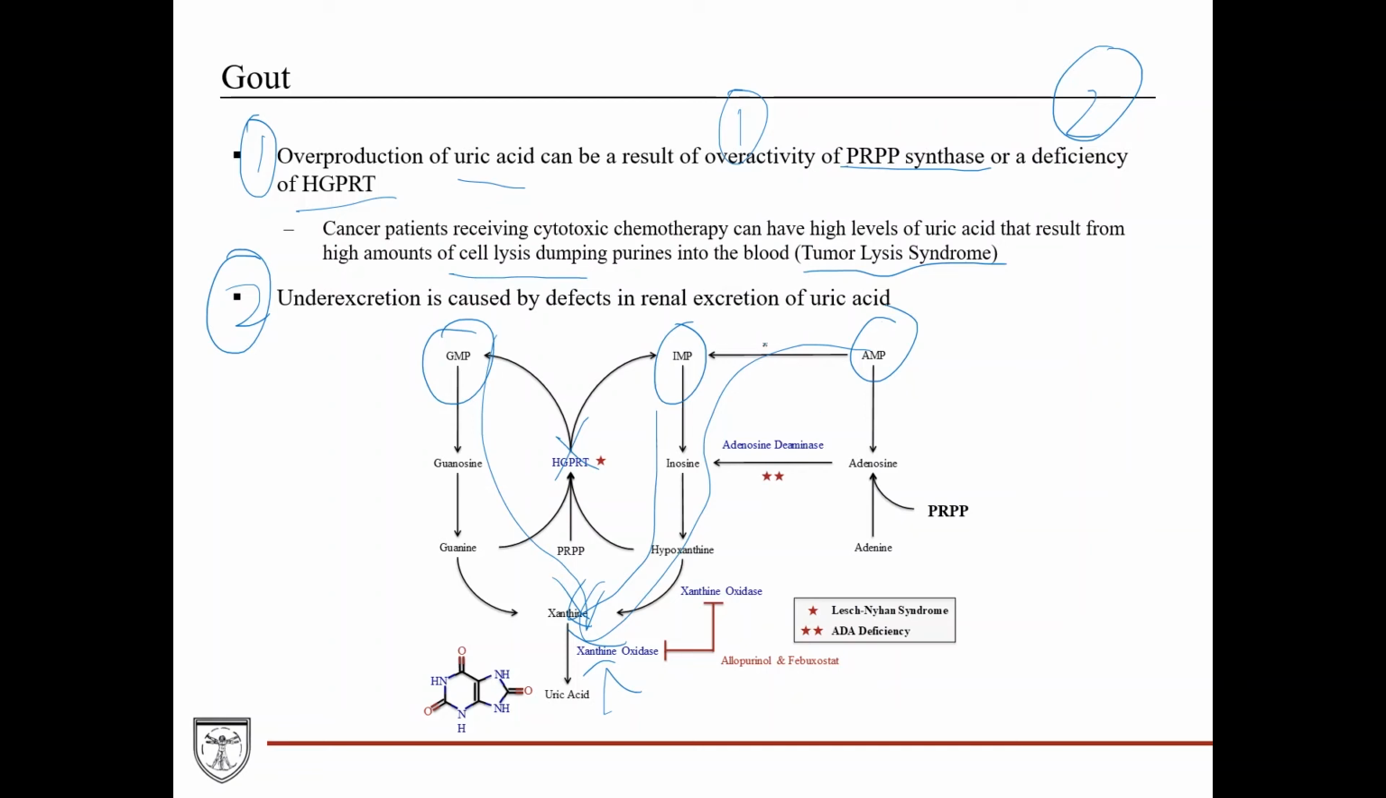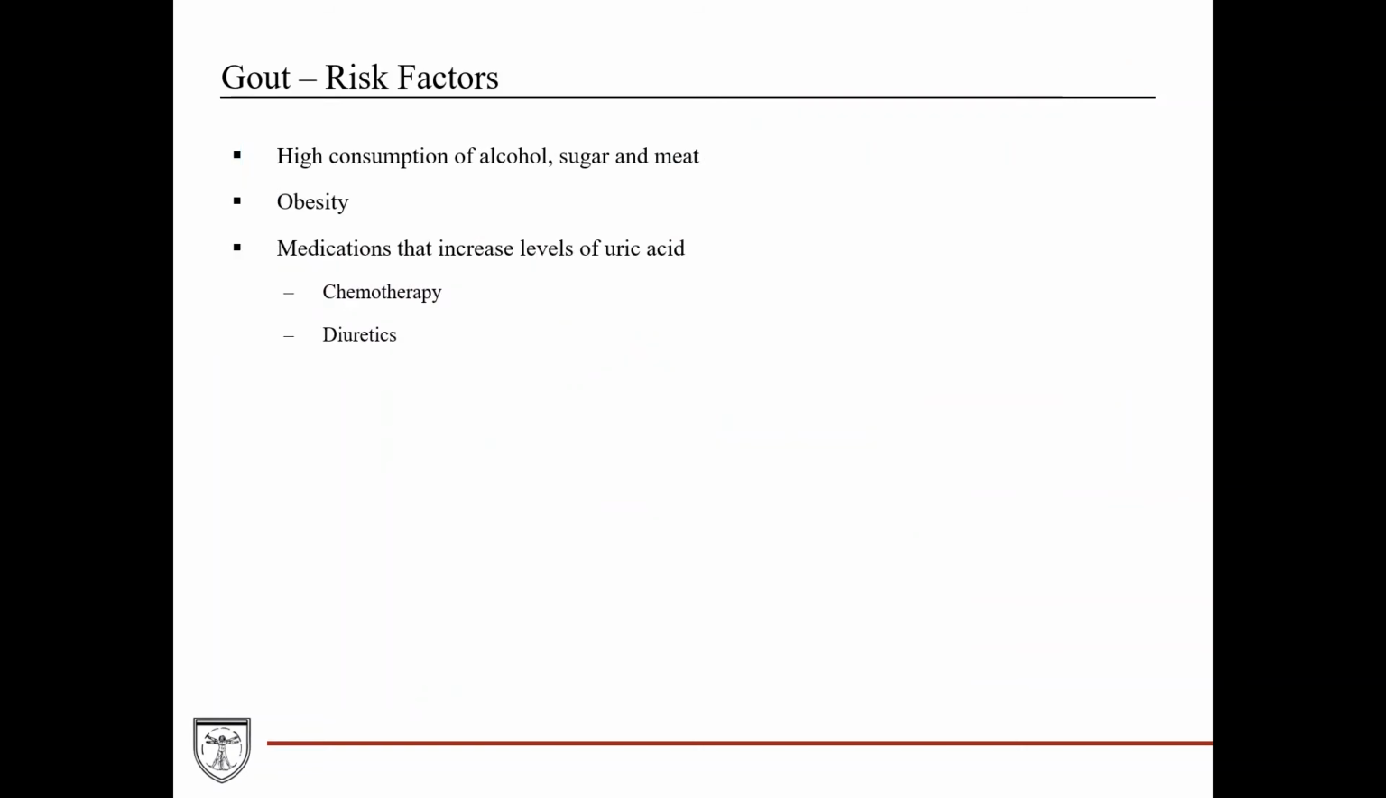And this is a very important concept to understand. This is a very high yield topic for board exam questions. And then on the back end, just for completeness' sake, you have underexcretion, which is really caused by defects in renal excretion of uric acid, and that's more of a physiological concept. Some risk factors, these are just key to know. These could come up on a test question for sure.